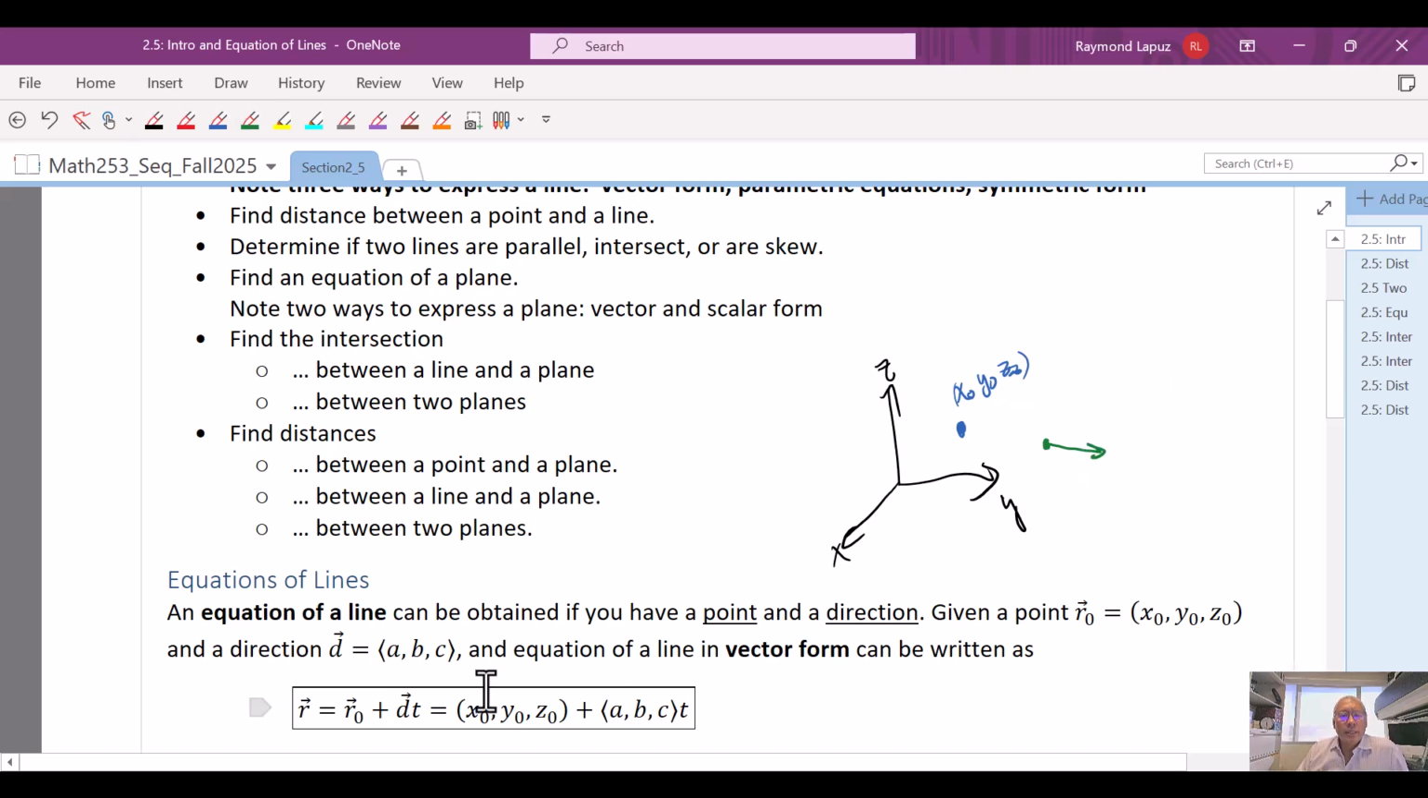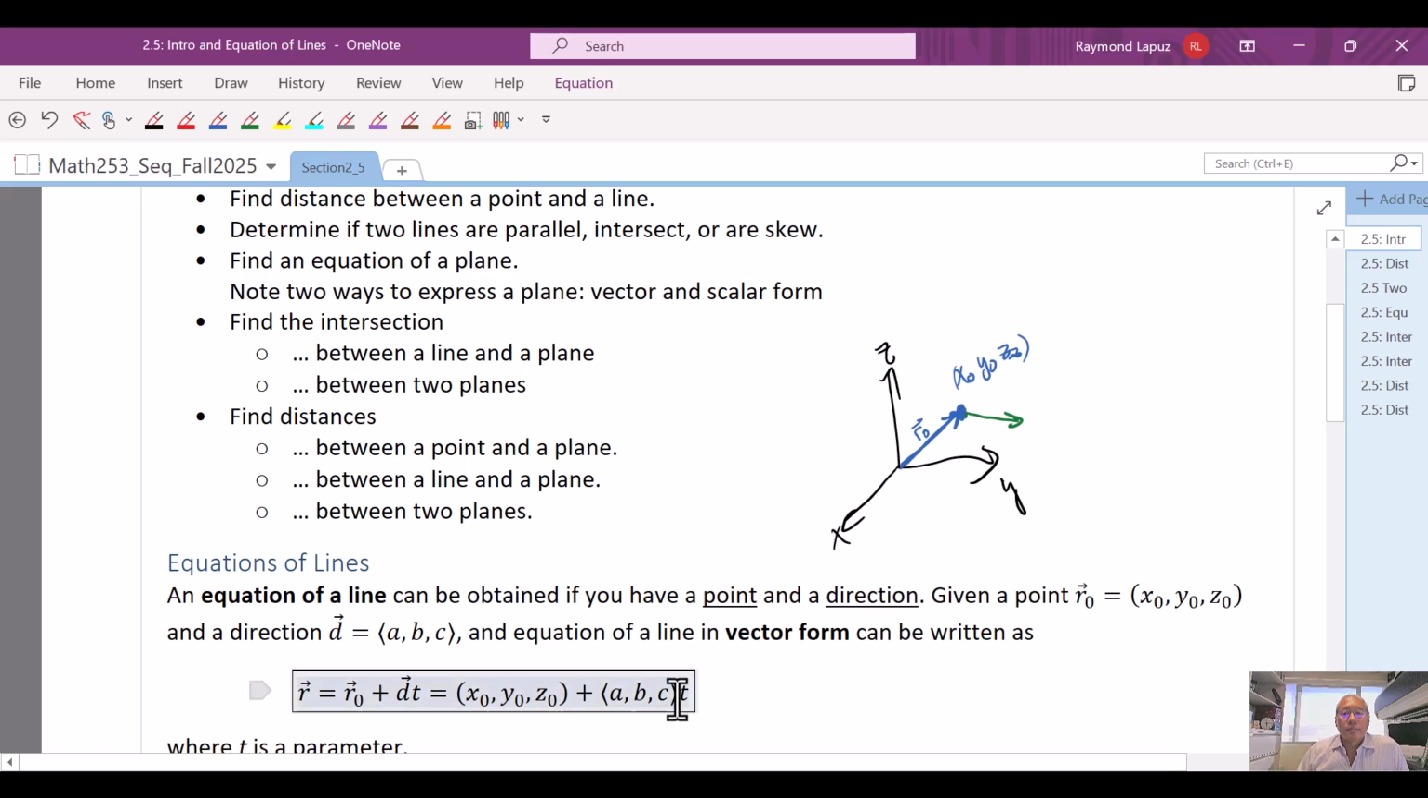So the idea of this r naught plus d, and then scale that d by some parameter t, will tell us that to draw this line, we're going to first draw the line going to that point. So this is your r naught. And then we're going to add the direction vector to it. So we'll take that direction vector and move it. And then here is our new direction vector.